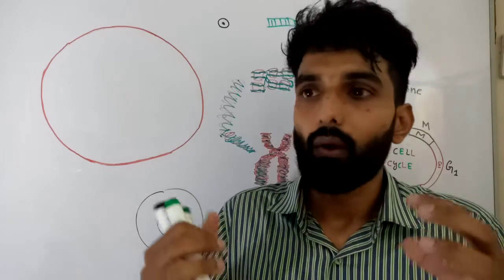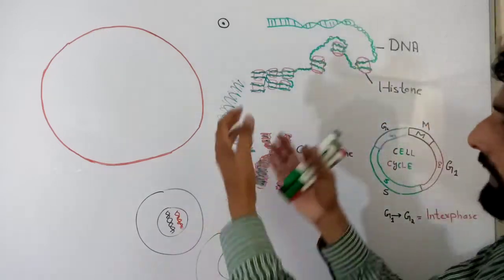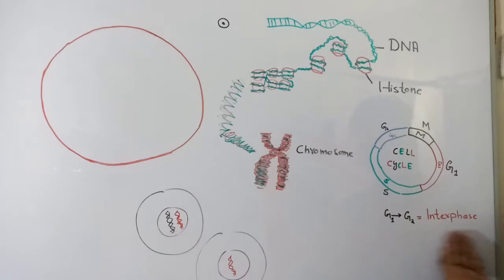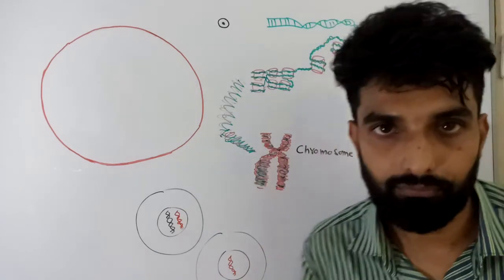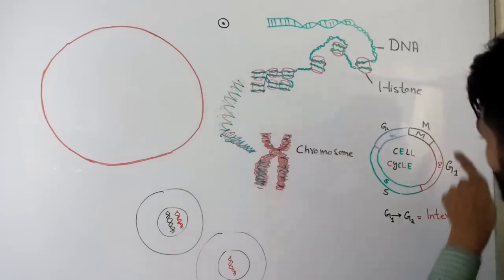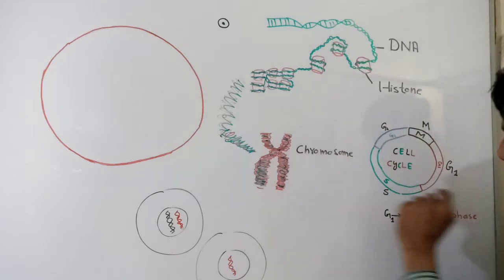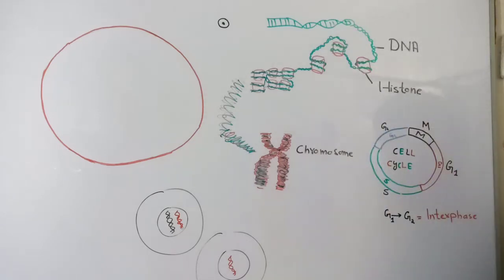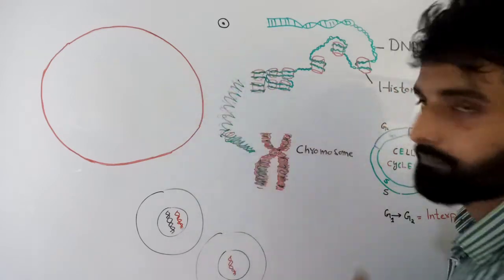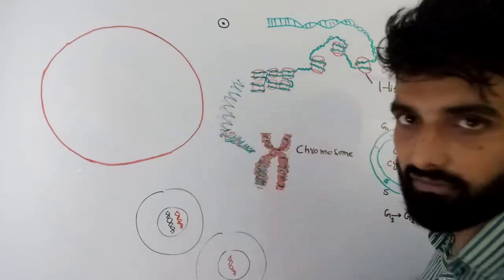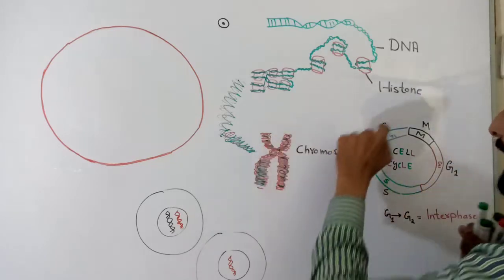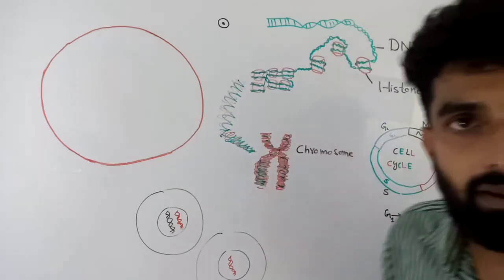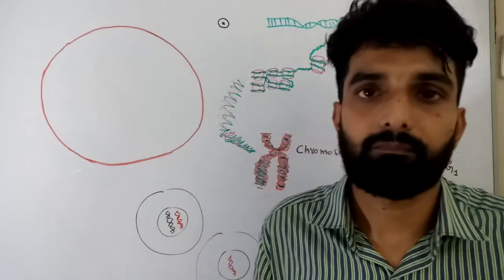Now you might be wondering that you were explaining chromatin, so why are you explaining interphase and all these things? They are basically linked with each other. How? During the interphase, G1 phase, S phase and G2 phase, this chromatin, the condensed form of DNA and histone protein, will be present as such.